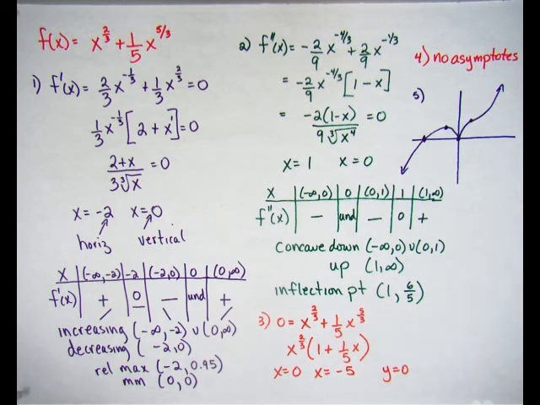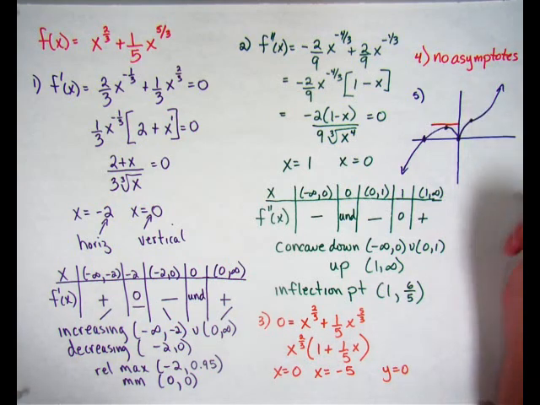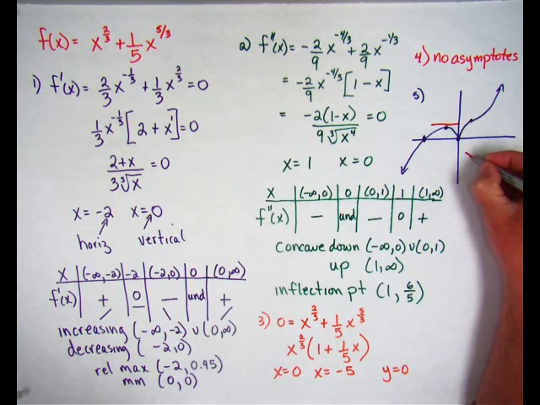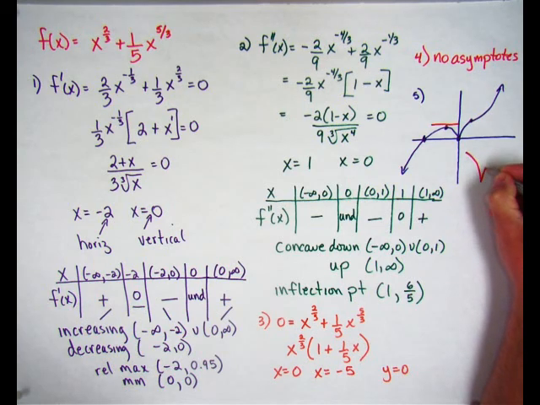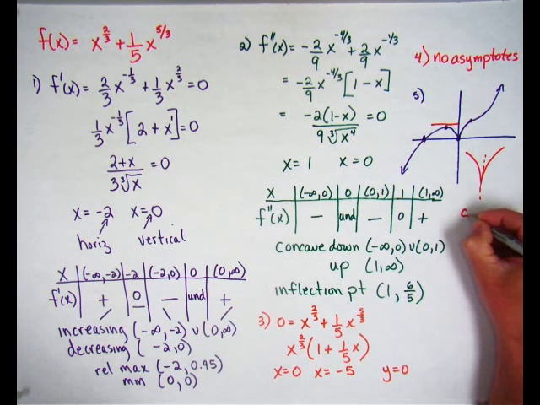You'll notice that there's a critical value right here that the tangent is horizontal. At this point right here, if I just magnify that for you, the graph is coming down like this and then like that. At this point, the tangent would actually be vertical. That's why the derivative was 0. Some people call that a cusp on the graph.